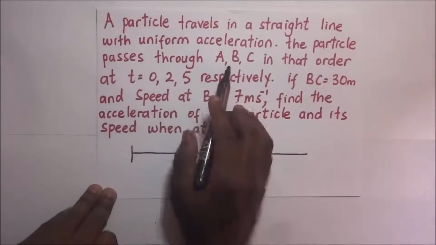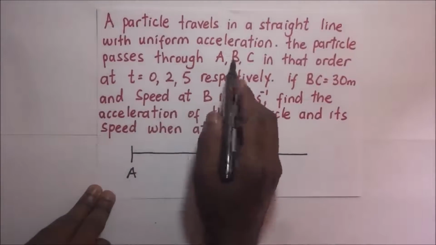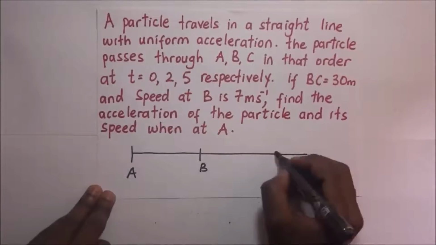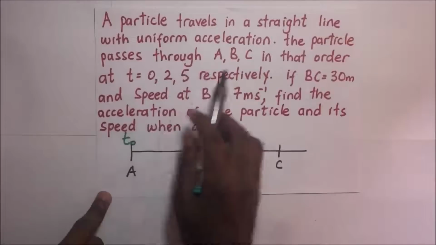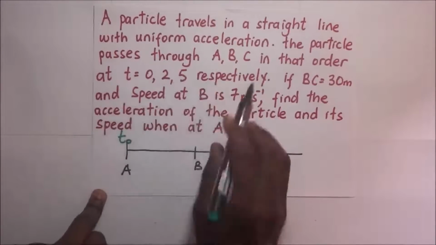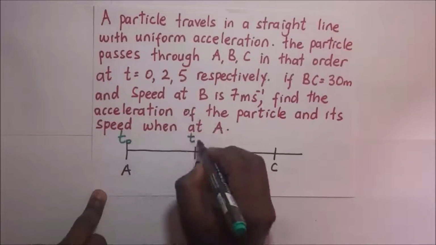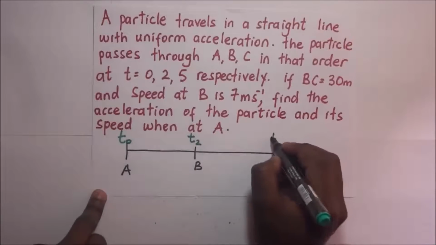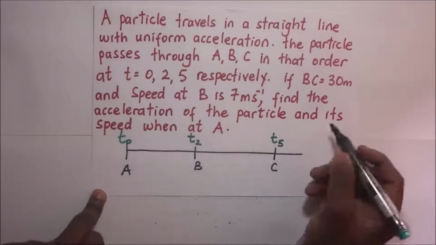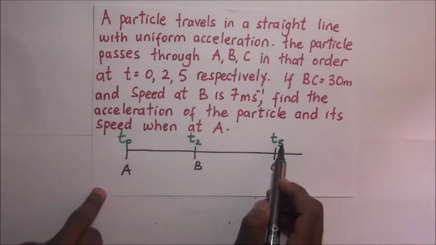The particle passes through points A. So let's call this point A, point B, and then point C, in that order, at time t equal to 0, 2, and 5 respectively. So when the time is 0, when the time is 2 seconds, and when the time is 5 seconds.